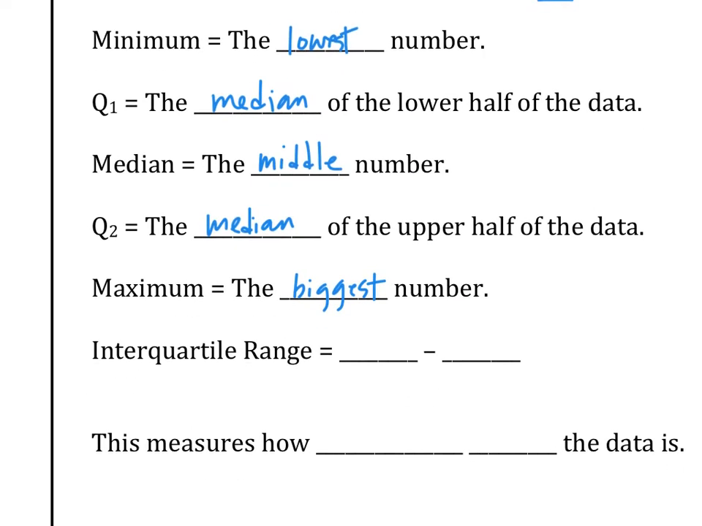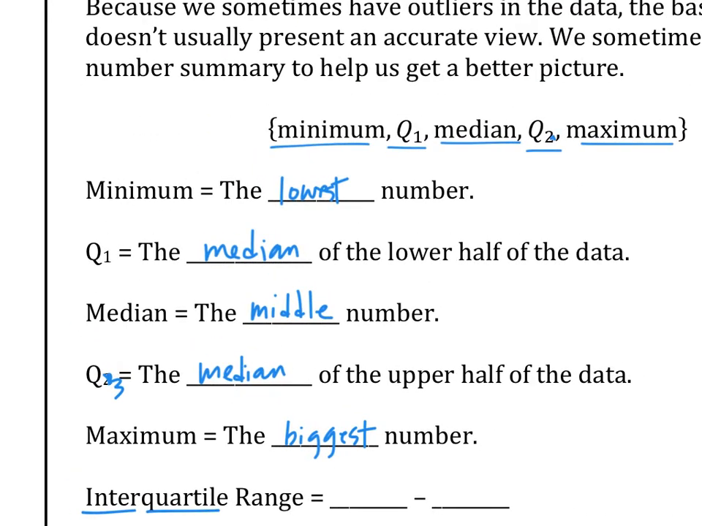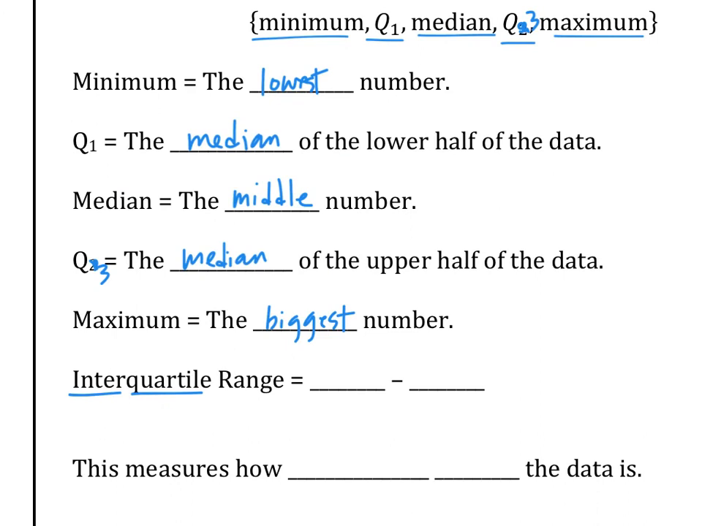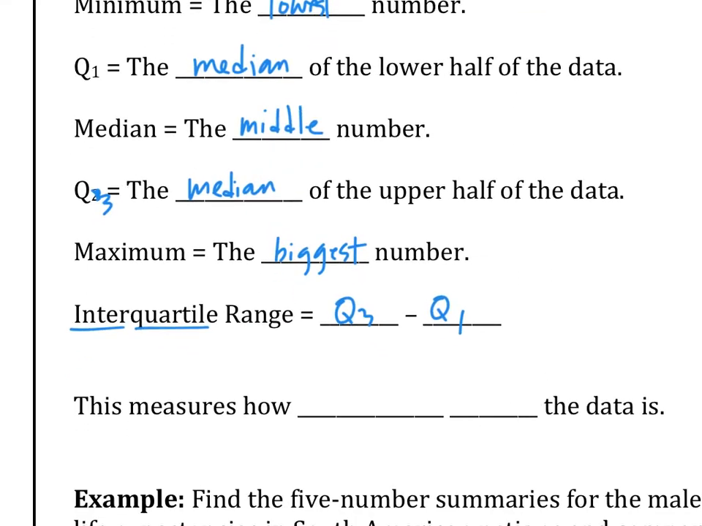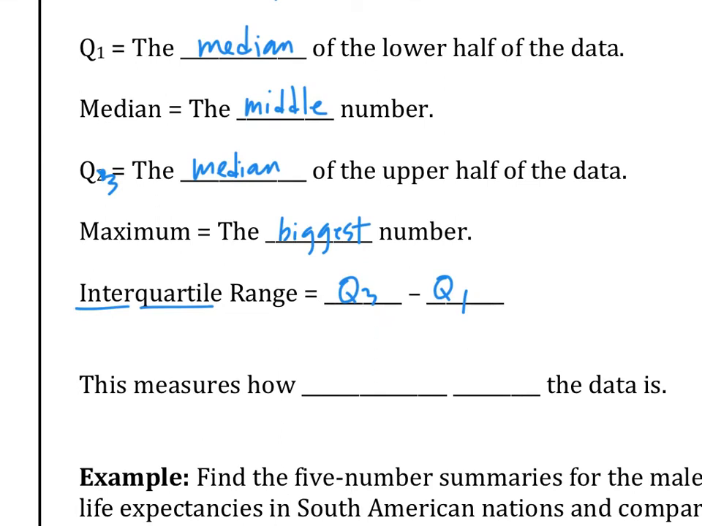There is a thing called interquartile range. Q1 and Q3 are the quartiles. I'm sorry, this is not Q2, this is Q3. Sorry about that. So interquartile range is going to be Q3 minus Q1. It's a way of measuring how spread out the data is. But in general, this whole thing measures how spread out the data is.